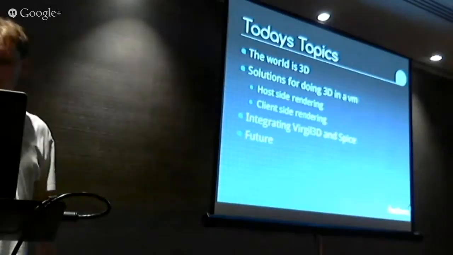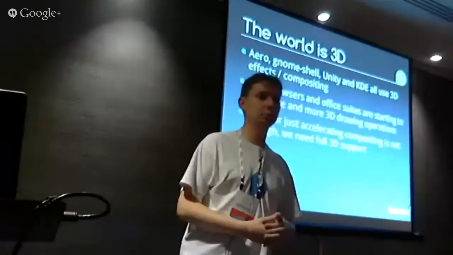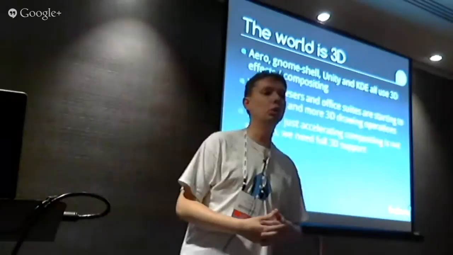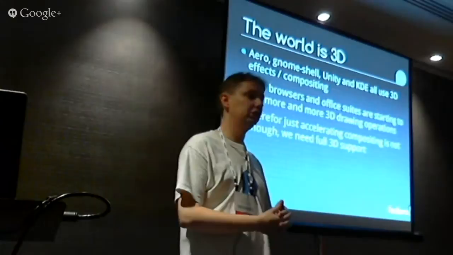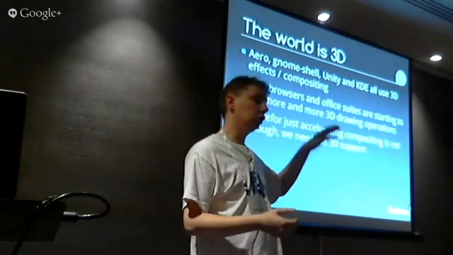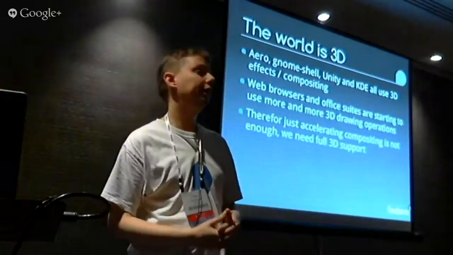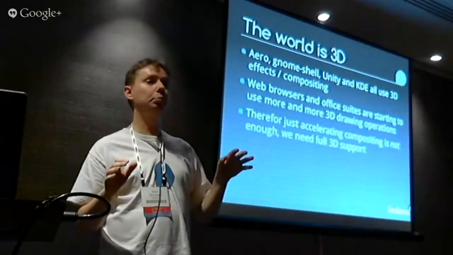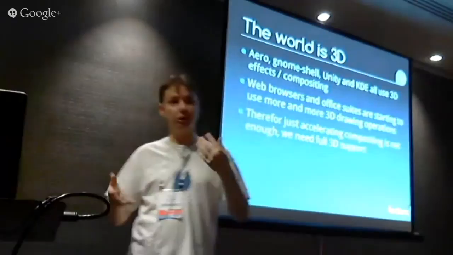So, the world of 3D, well, this shouldn't come as a surprise to you. The Aero interface on Windows, GNOME Shell, Unity, KDE, all major desktops are using 3D compositing. We're also seeing a development where, since GPUs are becoming ubiquitous, they're everywhere. Not only do we have a system-level compositor, but we're also seeing application-level compositors. Applications like Firefox are moving to a setup where they're doing things like layering CSS layers using OpenGL, because that's faster than doing it in software. So everything is becoming more and more 3D.